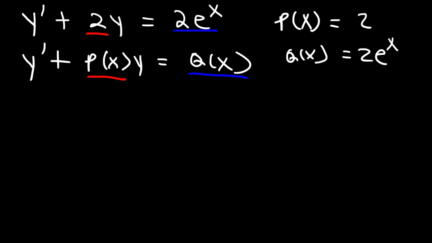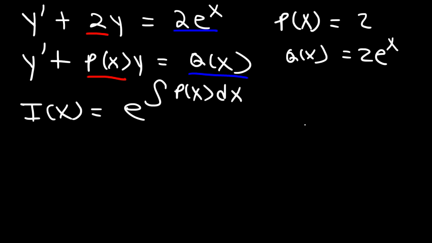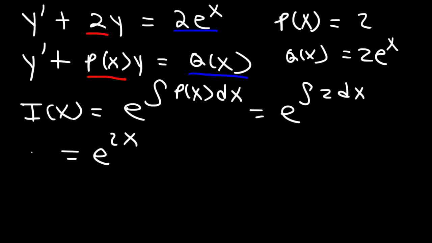Now let's determine the integrating factor, I of x. So that's e raised to the integral p of x dx. So that's going to be e to the integral of 2 dx. The antiderivative of 2 dx is 2x. And so this is I of x.